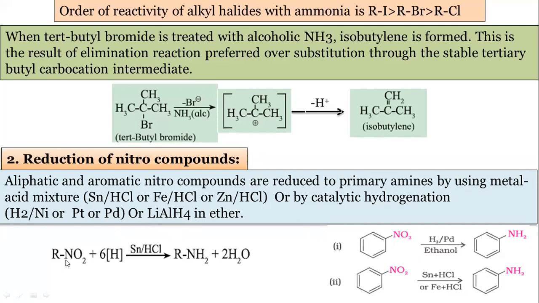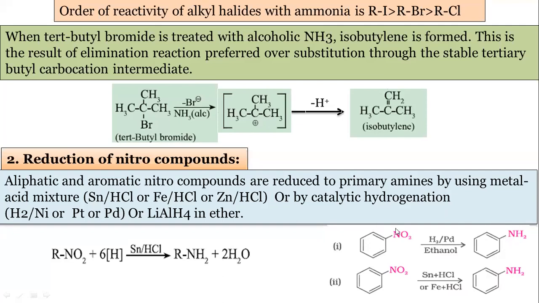So this is the reaction, RNO2 reduction. 6 hydrogens are used, with Sn and HCl, we get RNH2 plus H2O. Aromatic amines are also given. This is nitrobenzene, and it is converted into aniline. So how will the question be asked in the board exam? How will you prepare aniline by using nitrobenzene, for 1 mark? The examiner can ask such a question. Remember, directly by reduction we can prepare this.